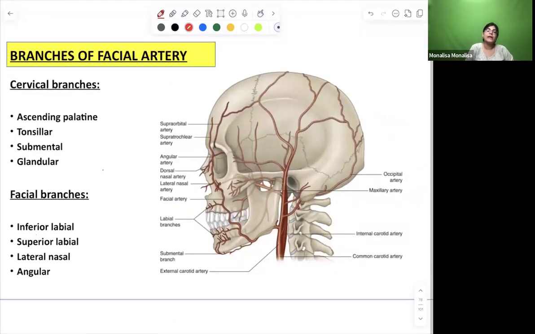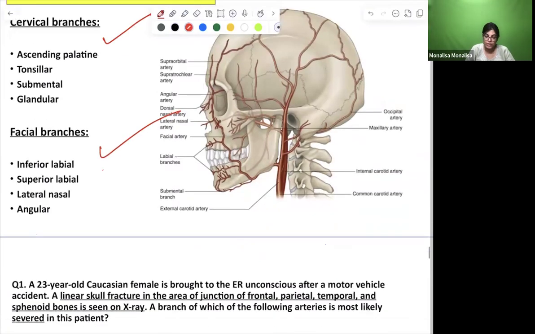Branches of the facial artery: we have got 4 cervical and 4 facial branches. Giving to the upper and lower lips, that is superior and inferior labial; giving to the nose, lateral nasal and angular; giving to the tonsil, tonsillar; mandibular, submental, and also glandular branches.